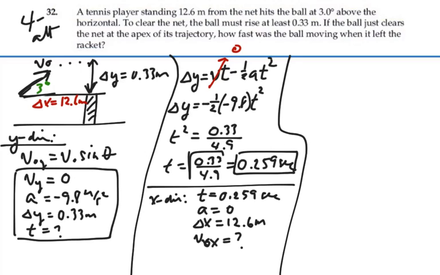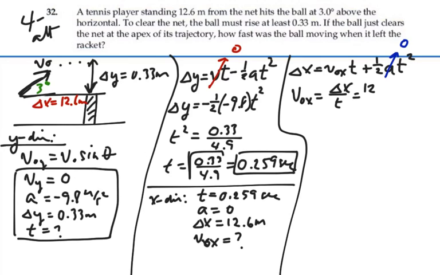Well, if we look at that, we can try displacement is equal to initial velocity times time plus 1/2 acceleration times time squared. But in this case, we know our acceleration is 0, no acceleration in the x direction. And so our initial velocity in the x direction is going to equal our displacement divided by our time. 12.6 divided by 0.259 seconds, and that's equal to 48.55 meters per second. That's our initial x velocity.